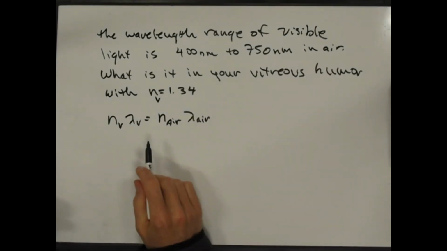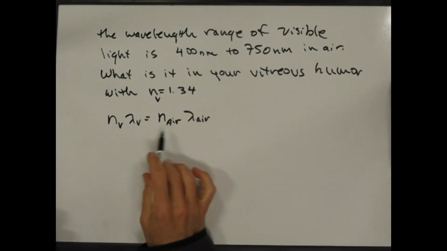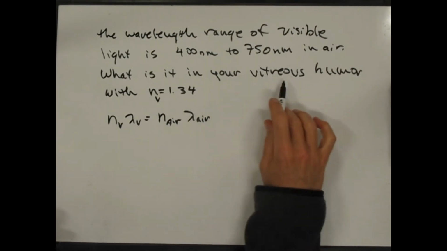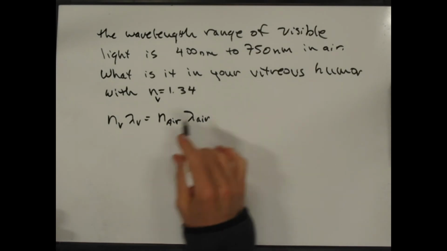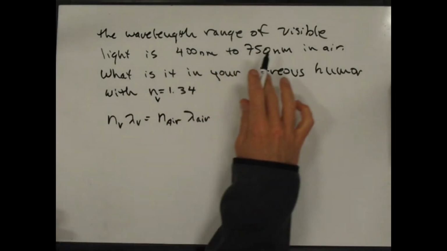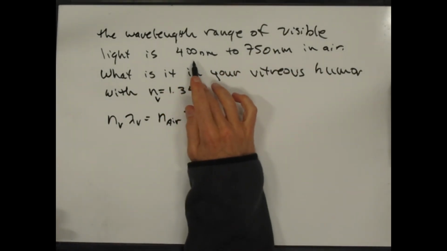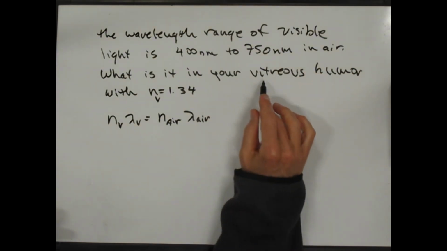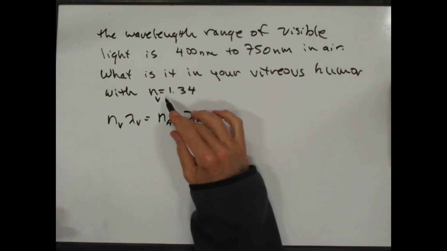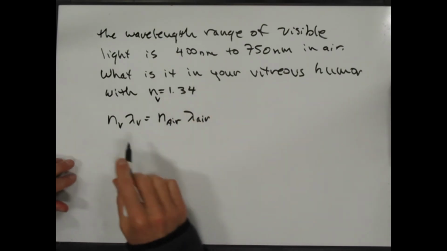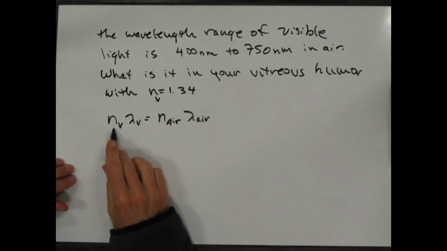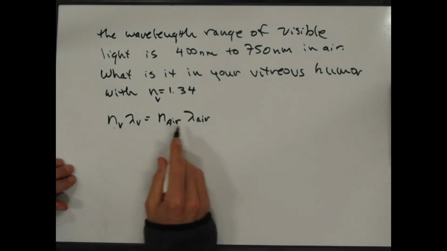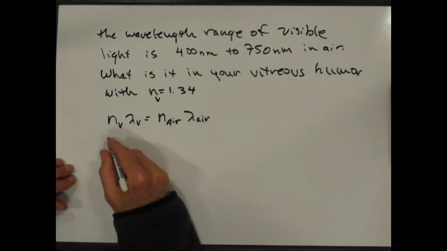So here's the problem with this, looking at the wavelength difference between air and the vitreous humor, which is the fluid in your eye. The wavelength range of visible light is from 400 nanometers to 750 nanometers in air. What is it in your vitreous humor, which has an index of refraction of 1.34? If you remember, the index of refraction times the wavelength is constant.